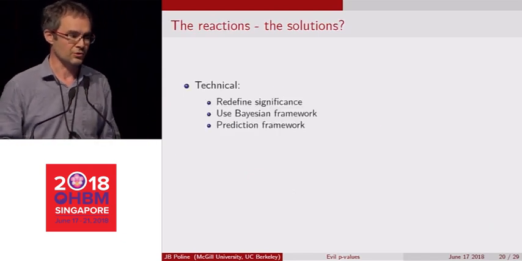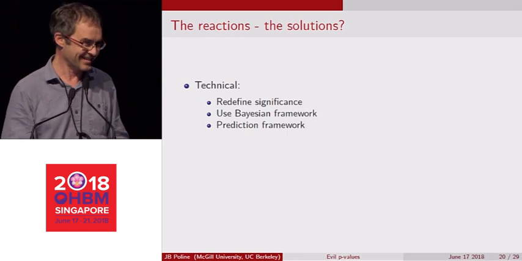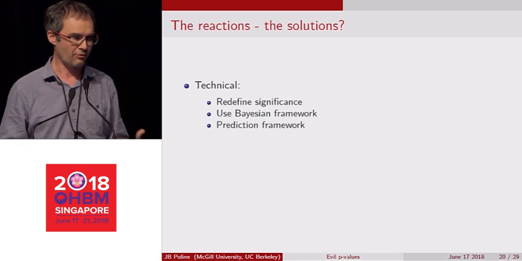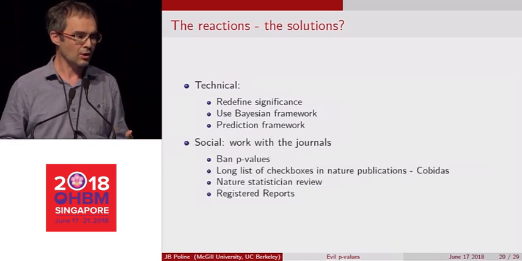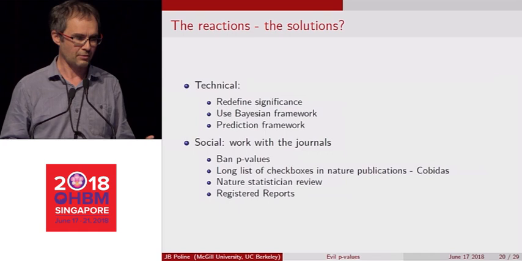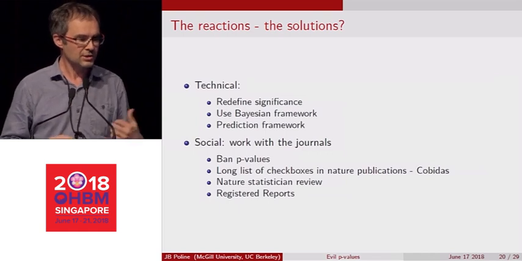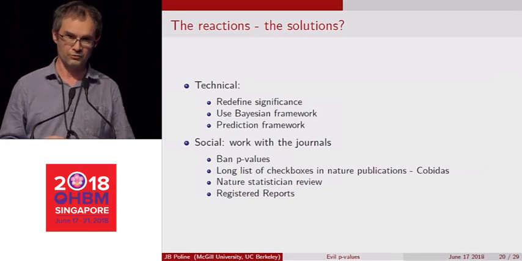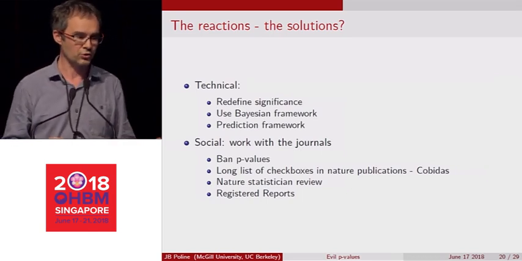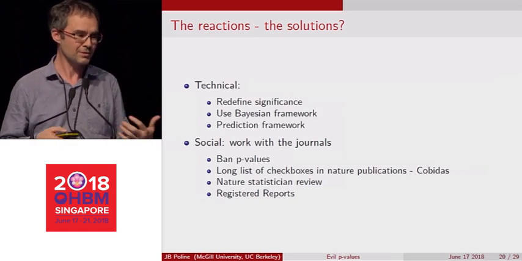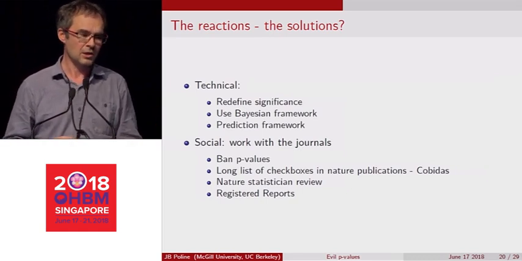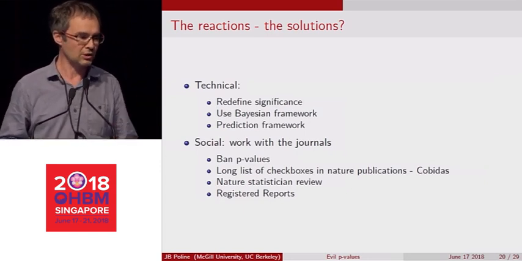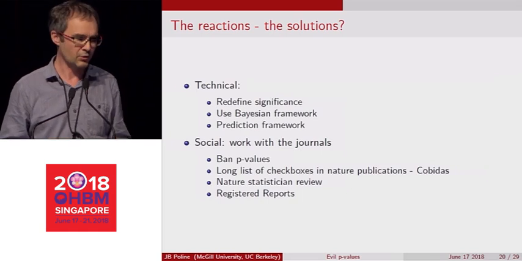So what are the solutions? I've got 3 minutes to give you the solution. They are either technical, and there are a number of things that we could do, or they are social, or they are both. And I think obviously they are both. Technical: can we redefine significance? Can we use a Bayesian framework? Can we use a prediction framework? Social: can we work with the journals? Make sure that we ban the p-value, maybe? We look at how we check how things were done in the publication, the registered report that Chris described, and so on.